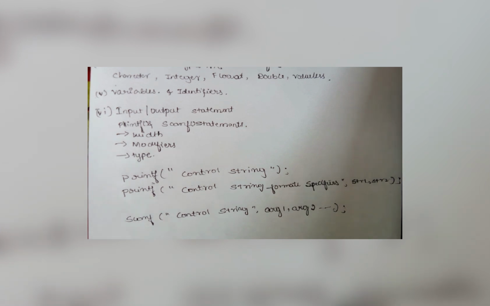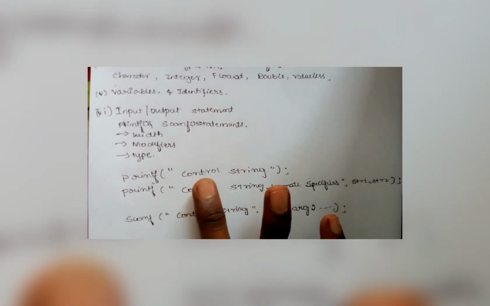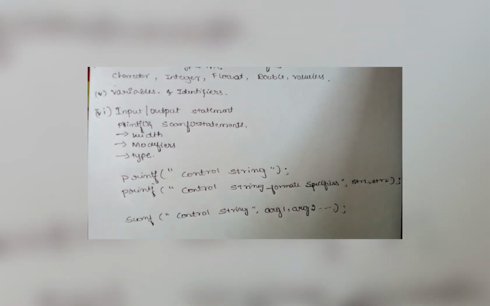Here the input and output statements. The printf and scanf statements are also called input and output statements. So for this you should know the syntax. First take printf and explain that whatever content we give is going to be printed. Then write the syntax, explain this syntax, and with respect to width, modifiers, flag and type, you should explain the printf statement. And also write for scanf statements, write the syntax, explain the syntax. For scanf statements also explain with respect to the width, modifiers, flag and type. That's enough for the input output statements.